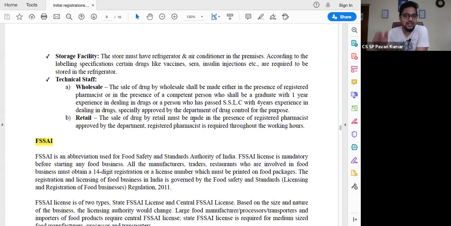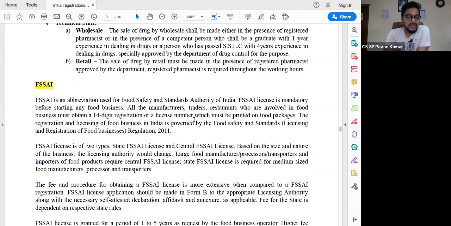And when it comes to a retailer, the sale of drugs by retailers must be made in the presence of a registered pharmacist approved by the department. A registered pharmacist is required throughout the working hours, which means that he cannot say to his son, you take care of the shop for some time, and he cannot go and sleep. A registered pharmacist should always be there all the time in the retail shop. So this is what it is when it comes to drug license.